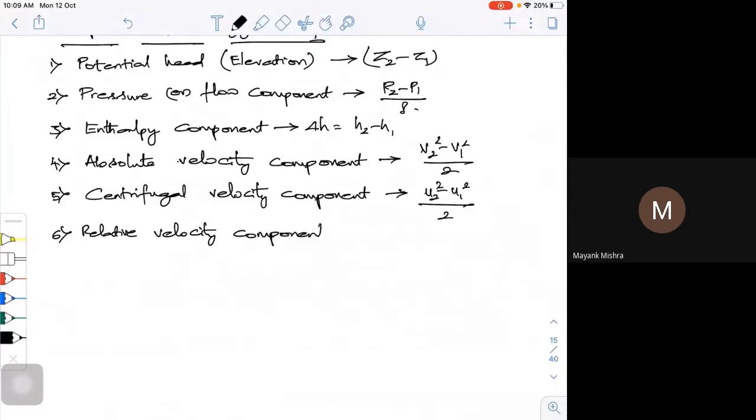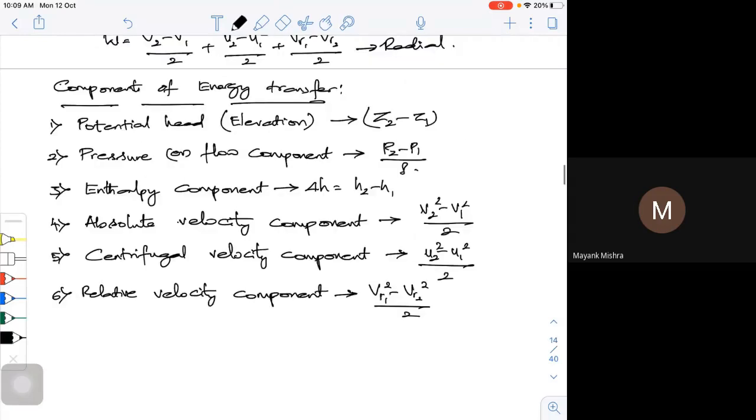I can write it as VR1 square minus VR2 square by 2. So now, based on this energy component, whatever we have, I can define. These three components are very important for me. These components are also important. So you have the first set of potential, your pressure component, or your flow component, or enthalpy component.